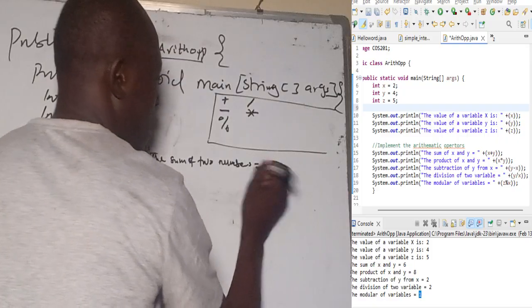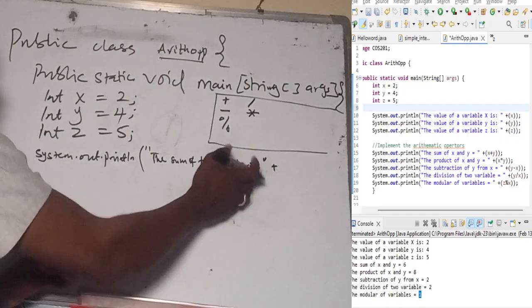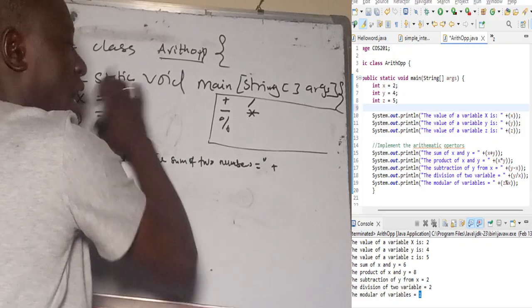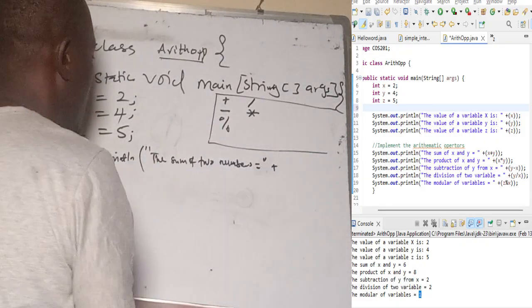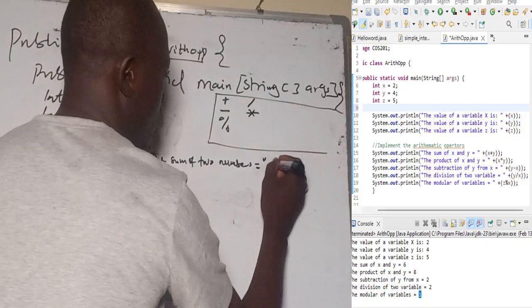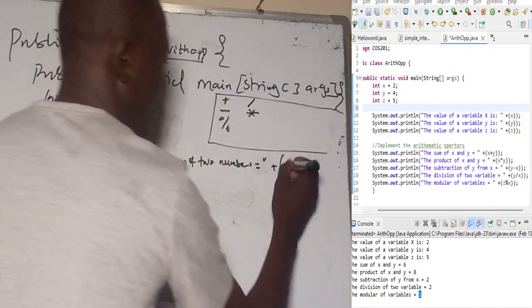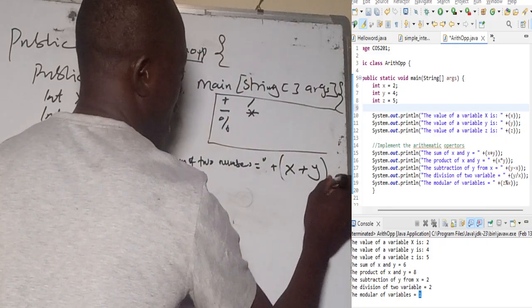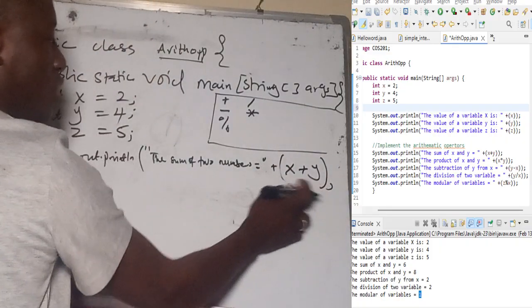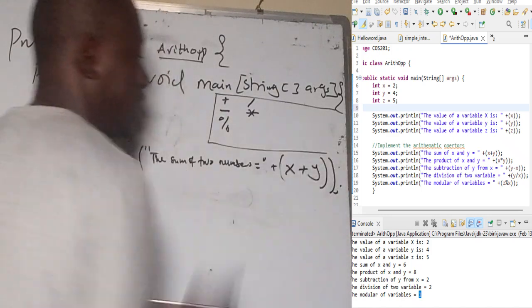The sum of two numbers is equals to, we use the plus sign in order to concatenate whatever we are adding on this variable to be stored in this statement. So we have what and what? We said x and y. So x plus y. So we are done. Sorry, this closes this. So we need to also close the other one before ending our statement.